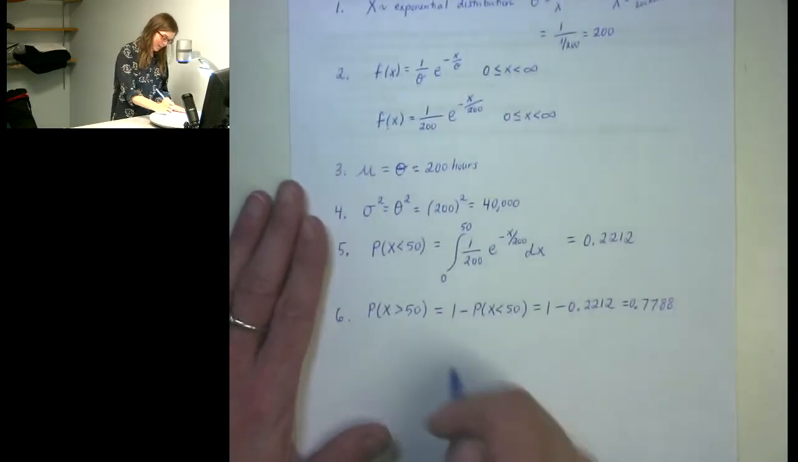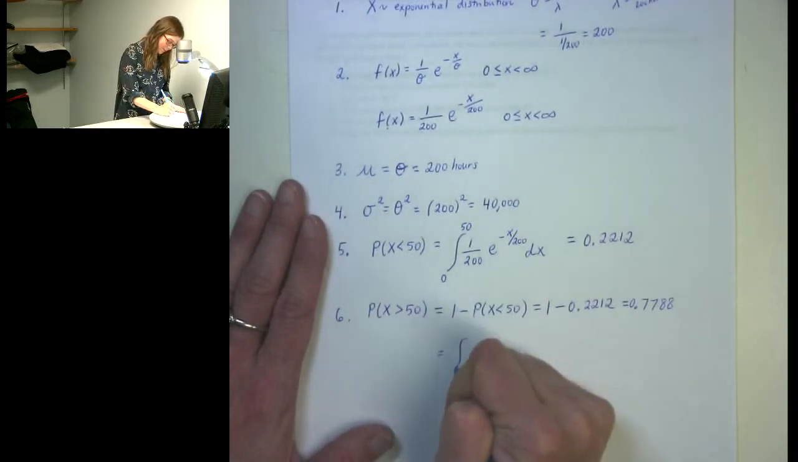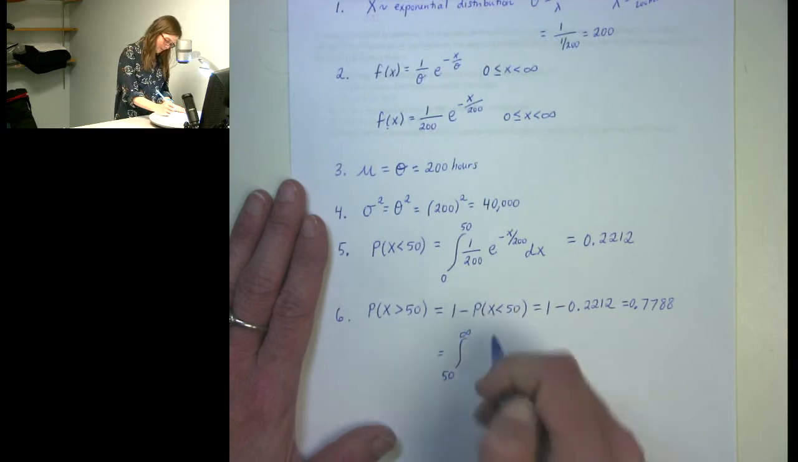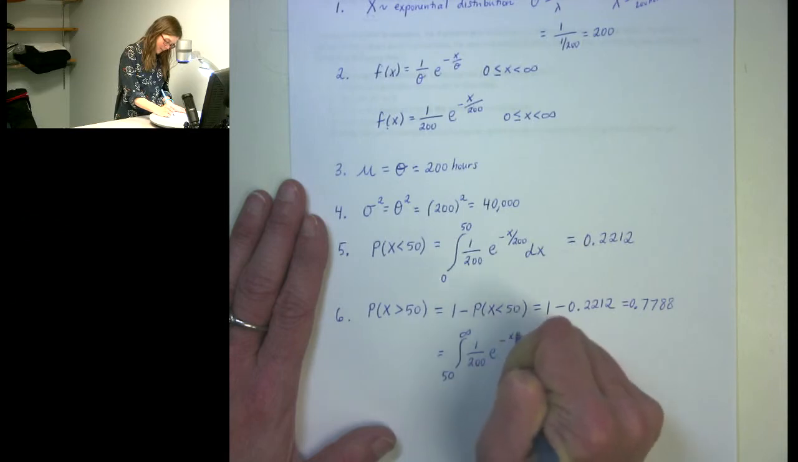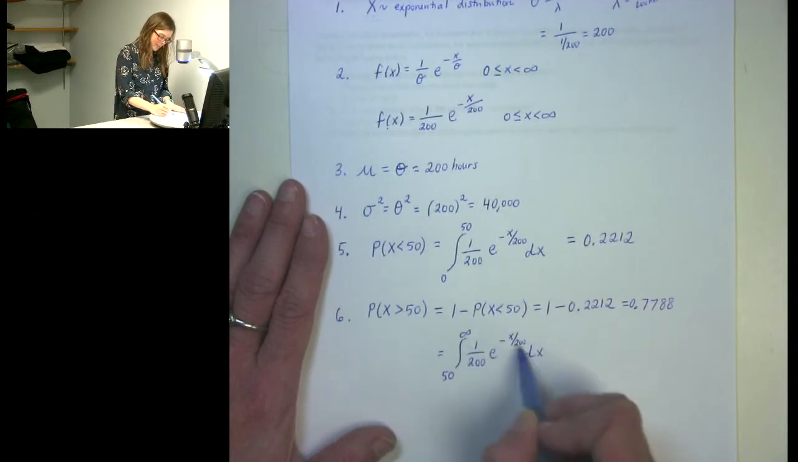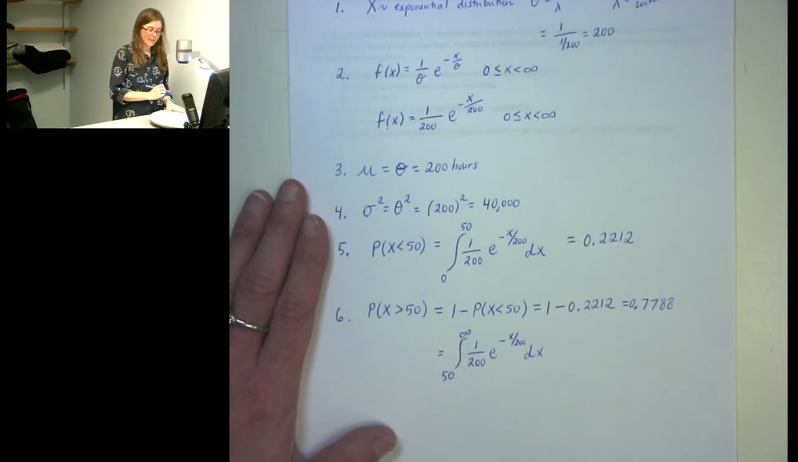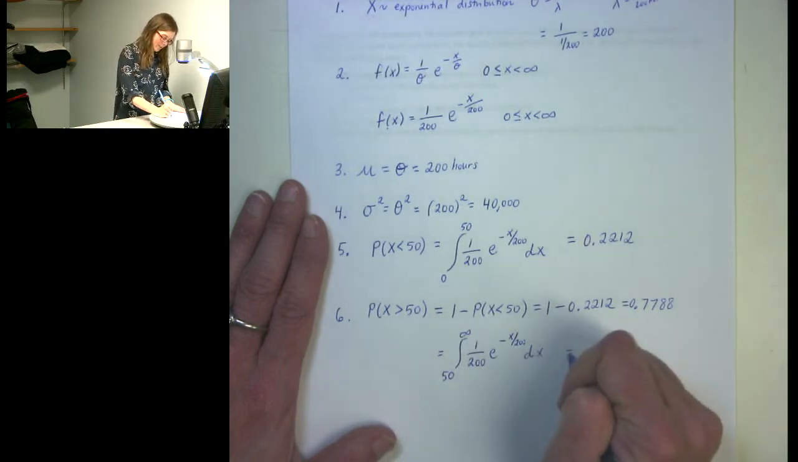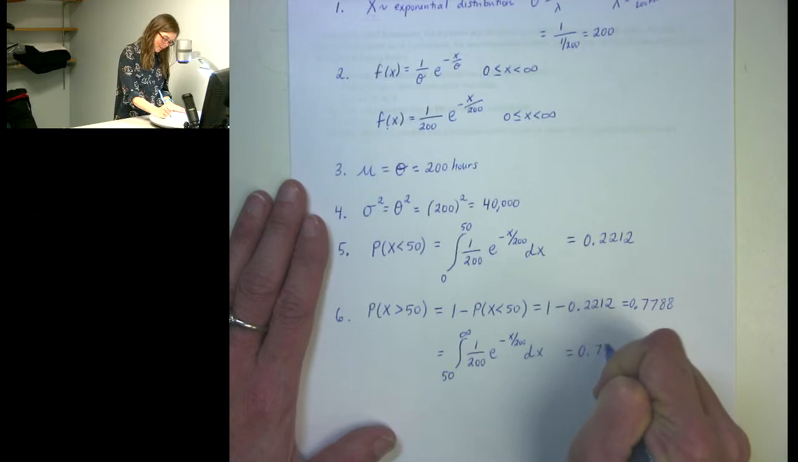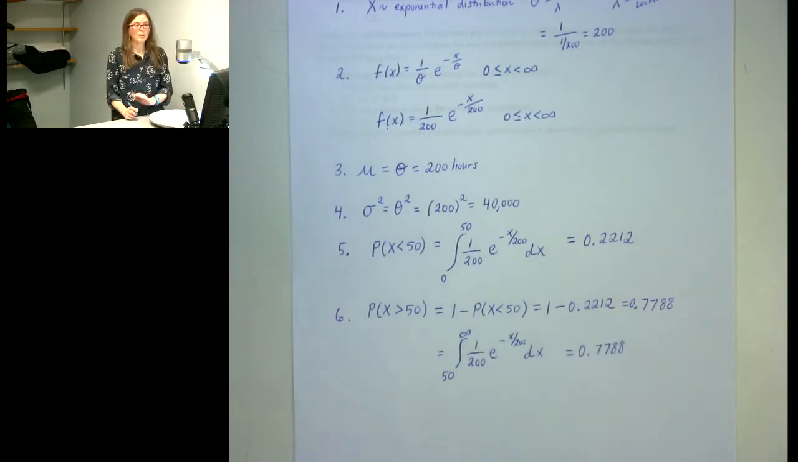I could also find the same value by taking the integral from 50 to infinity of 1 over 200 e to the minus x over 200 dx. Just integrate our probability density function from 50 to infinity. When I evaluate my limits, I'd have to take a limit as x goes to infinity. That also is going to end up giving me the same value. So those are ways we can work with the probability density function for the exponential distribution to answer the question.